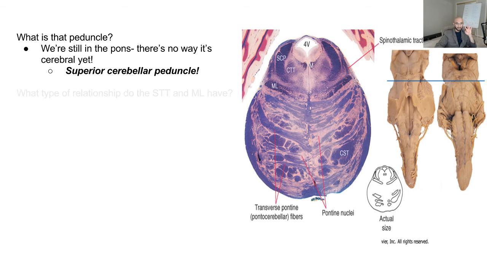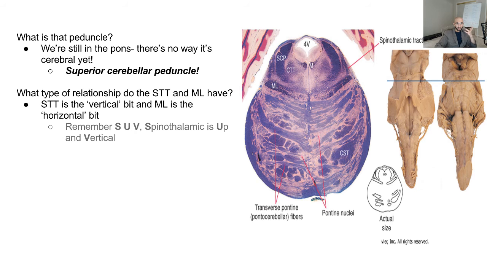Okay, so this must be the superior cerebellar. And we spoke about this. Now here's a mnemonic for you. SUV: spinothalamic is up and vertical. Okay, so the spinothalamic is up from the medial lemniscus in this image. It's up here. The spinothalamic is up and vertical. It's the vertical one. Medial lemniscus is the horizontal one.